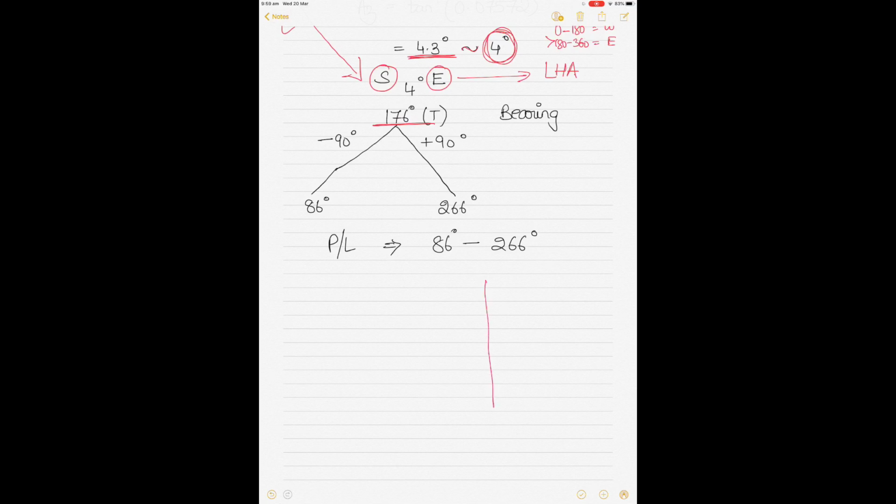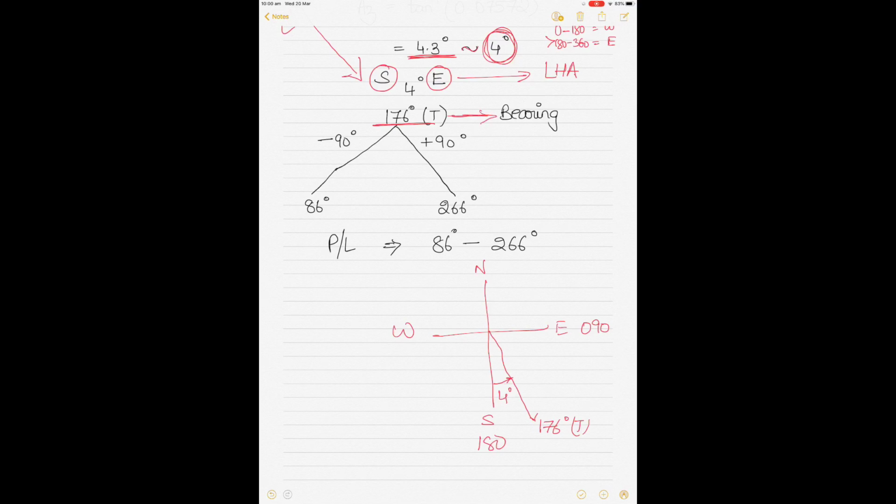If you are wondering how, let me show that to you. This is north, this is south. South is 180, east is 090. You don't need west here, so I don't worry about west here. South 4 degrees east means you go 4 degrees from south towards east. Then this becomes 176 degrees true. That's how you get 176 degrees true of bearing.